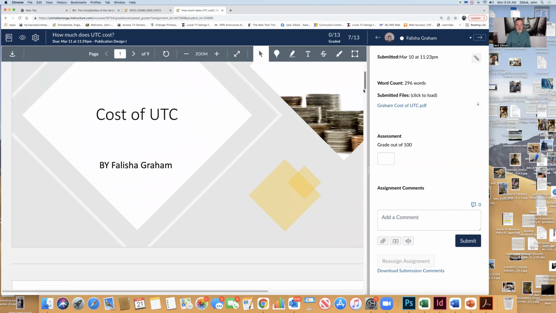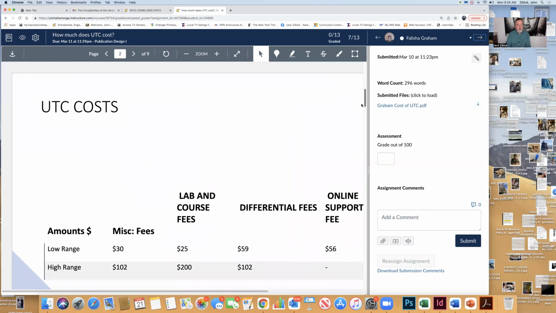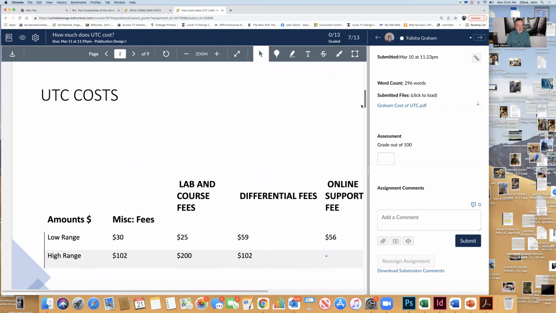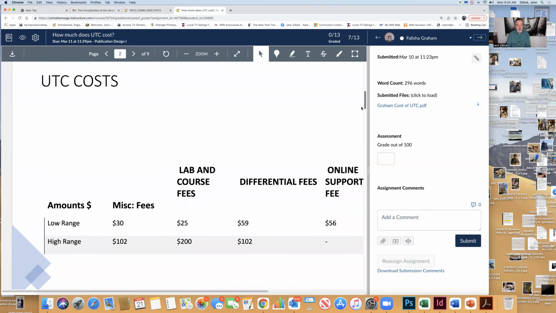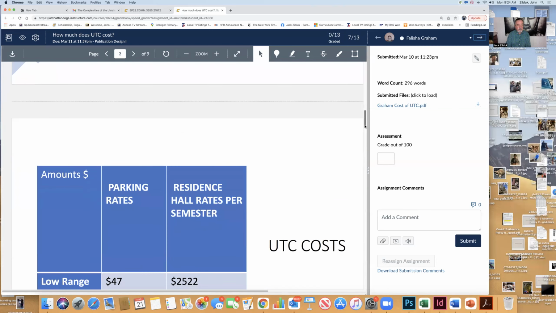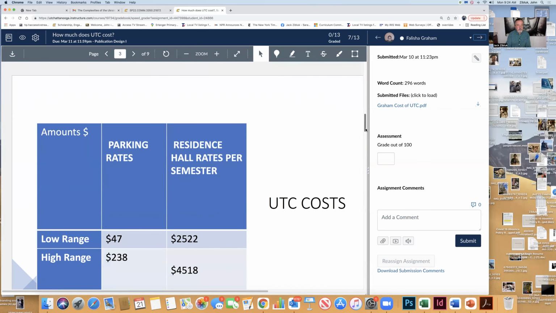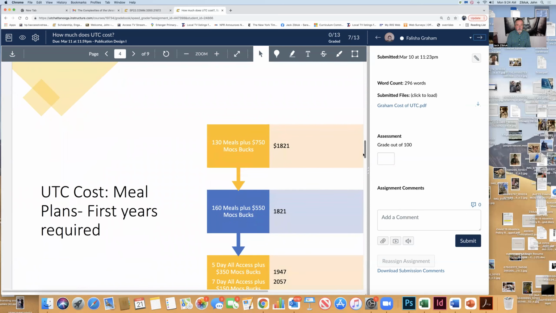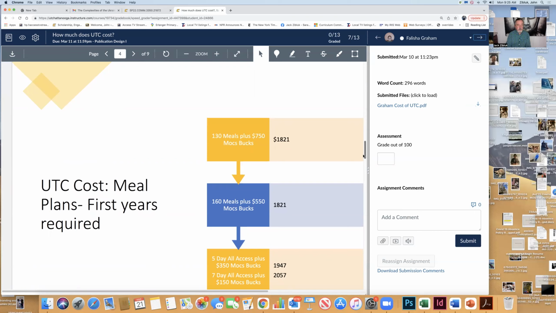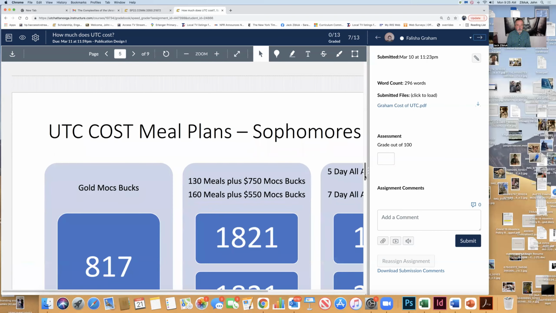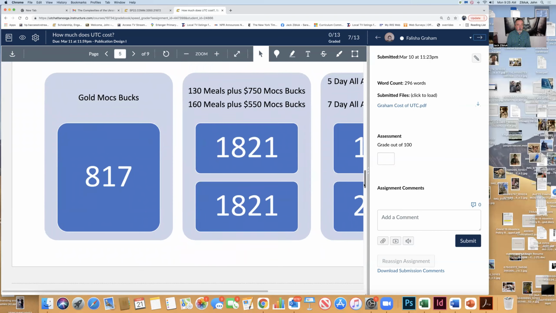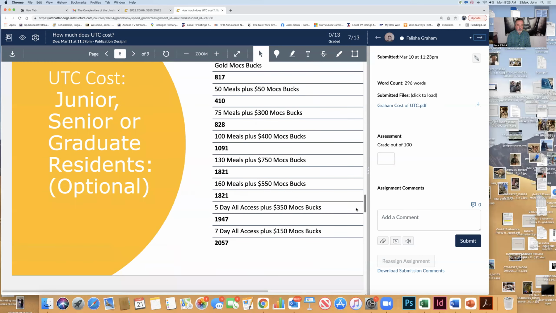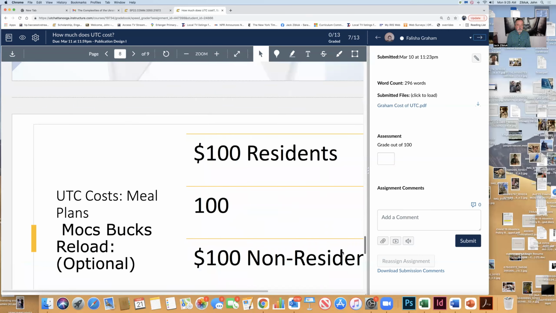Okay, here's the costs. High and low range, that's good. Parking. I wonder what the difference between high and low, who pays high rates and who pays low rates. But anyway, meal plan, woo. You've got the whole 9 yards. I think this is a great little booklet.